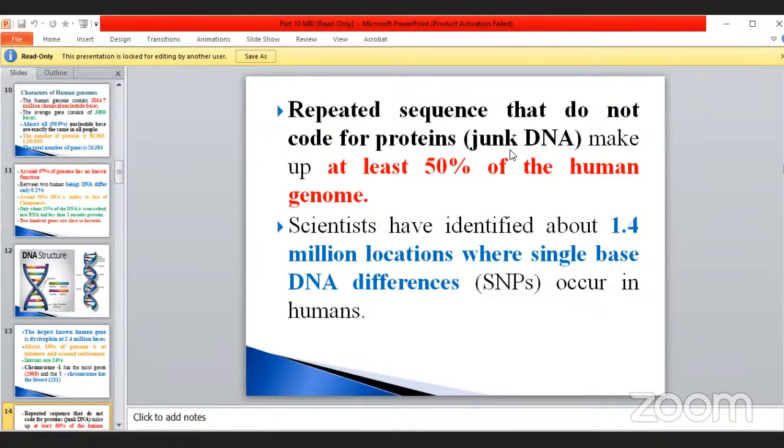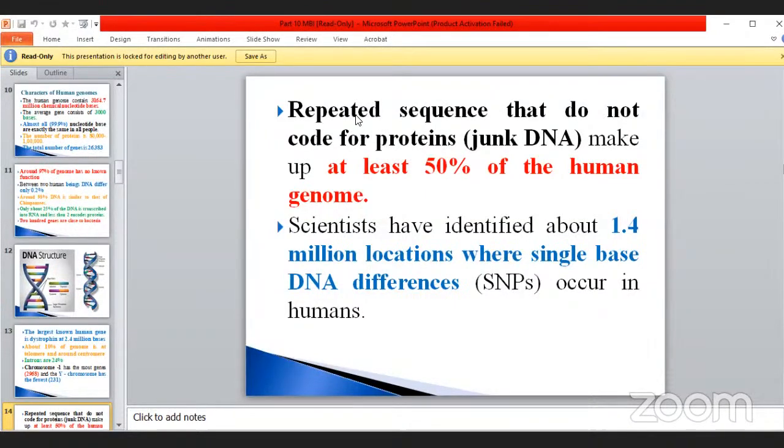Okay. The junk DNA, how much is that? See, at least 50% of the human genome is junk DNA. That is denoted as the repeated sequence. Okay, so this is very, very important. It's slightly confusing, but at the same time, don't forget, my dear.